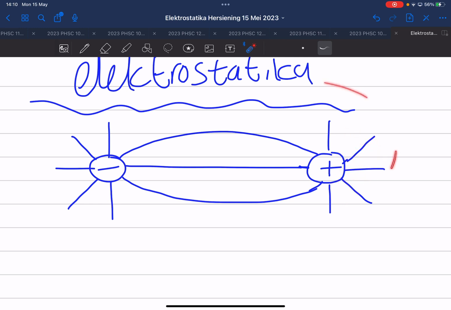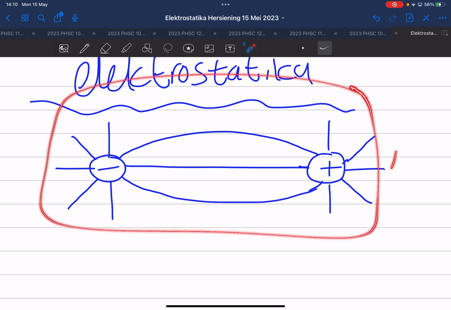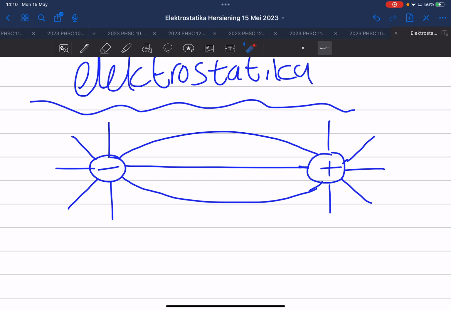Dan kyk hulle na die shape van hierdie. Okay, gaan positief en negatief mekaar aantrek. And then lastly, they look at the direction. In 'n stroombaan, gaan dit van negatief na positief of positief na negatief? Konvensionele stroomrigting. Positief na negatief. So dit gaan weg van die positief, away from the positive, and it goes towards the negative, na die negatief toe.